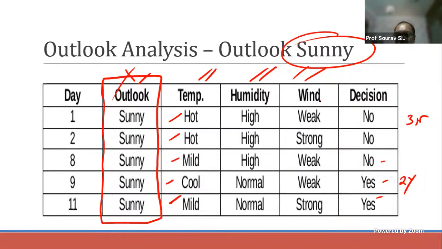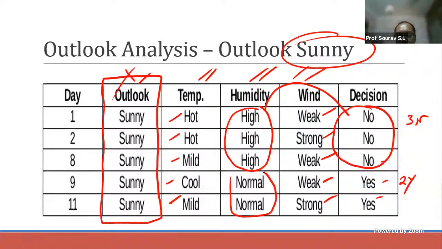Let's take the case of the wind. Wind weak: two no, one yes. Wind strong: one no, one yes. I'm not able to come to a decision. But come to the case of humidity. Whenever the humidity is high, it always points to no. Whenever the humidity is normal, it always points to yes. Problem solved, right? If I split based on humidity, that will help me get to a homogeneous configuration.